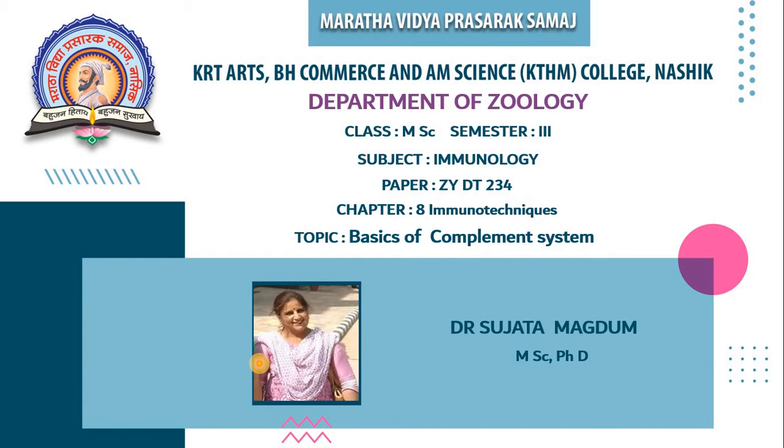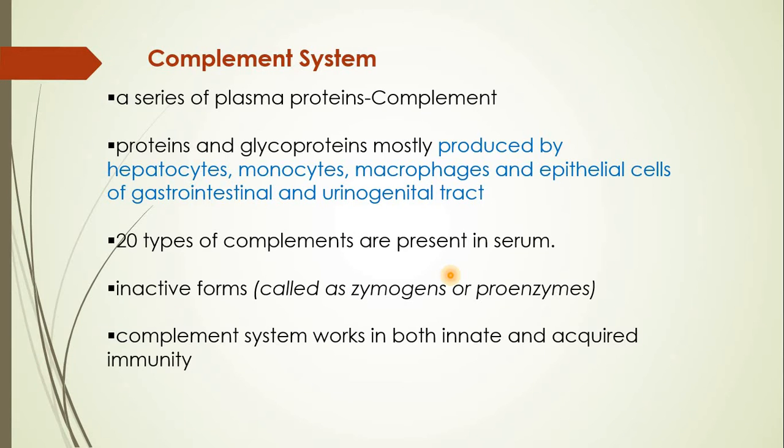Today, I'll be talking on immunology for MSc Part 2 students, and the topic of discussion is from Chapter 8, that is Immunotechniques. In this, I'll be basically dealing with the basics of complement system, which is essential to bring about certain types of immune responses, wherein the target cell which is infected or the antigens which are present in the body are removed by the action of certain soluble proteins which are called complements. So let us begin with our discussion on the basics of complement system.